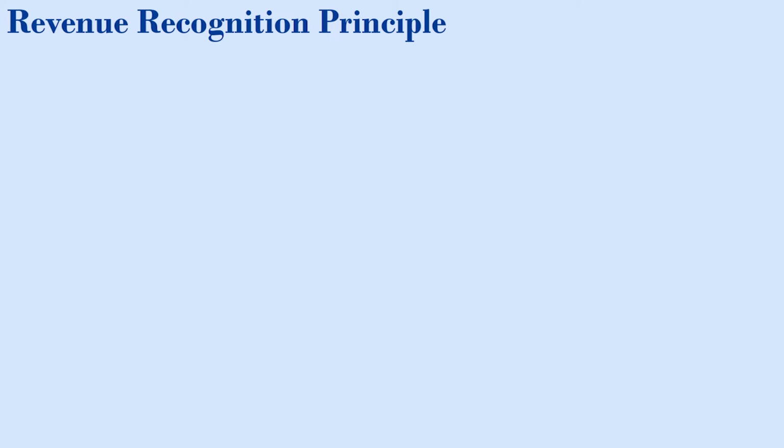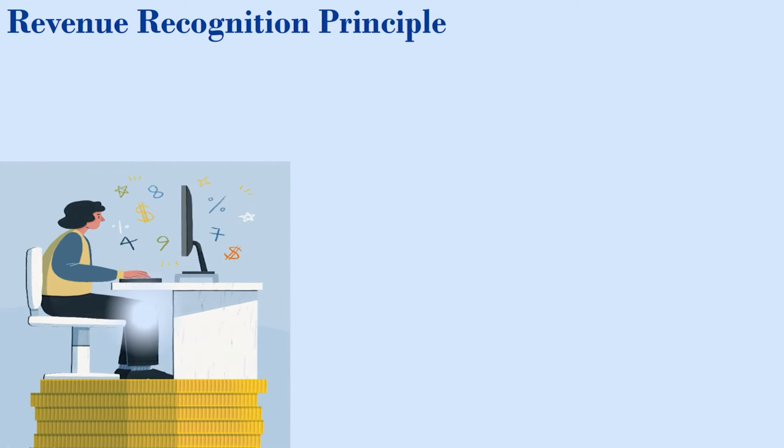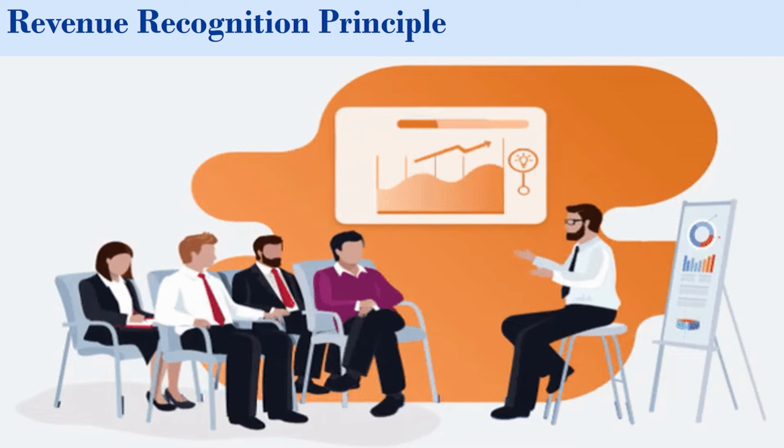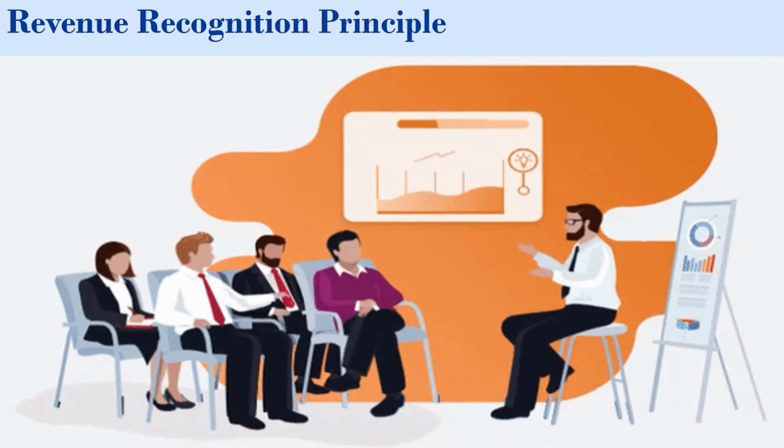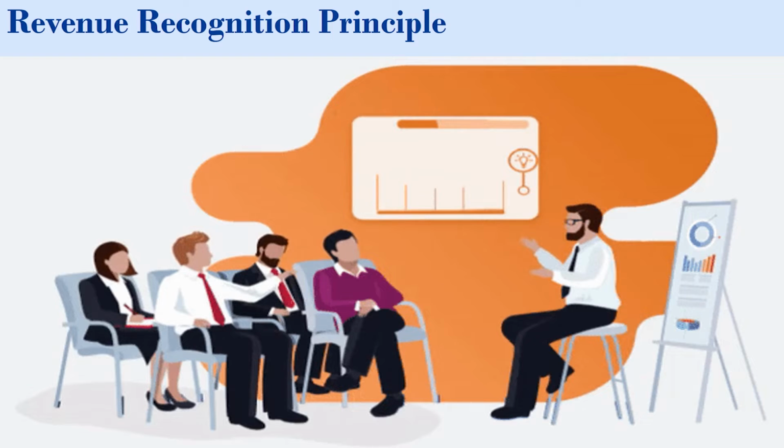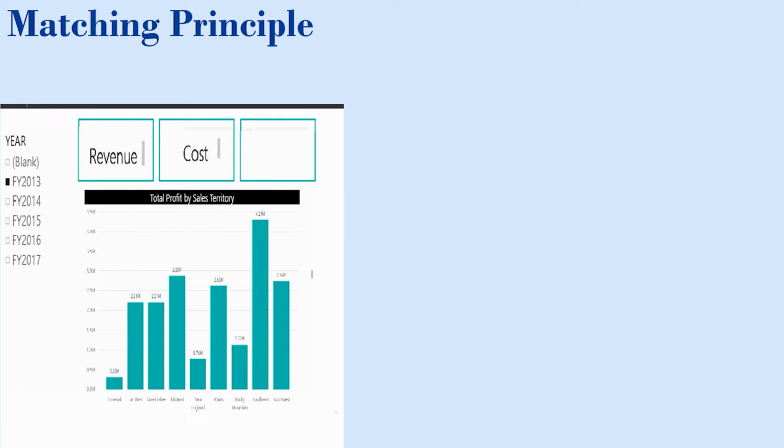Revenue recognition principle requires companies to record revenue when it is earned instead of when it is collected. This accrual basis of accounting gives a more accurate picture of financial events during the period. After that, the matching principle comes.